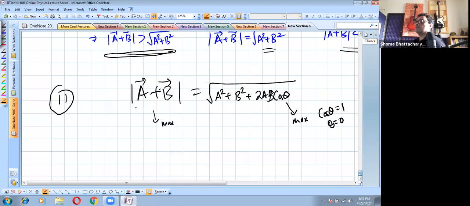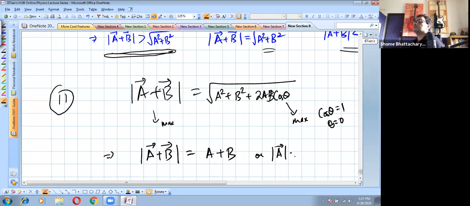Sometimes this is in fact called the triangle inequality. That means A plus B, its maximum possible value is corresponding to the case when cos theta is 1. And when cos theta becomes 1 or theta becomes 0, this actually becomes (A plus B) whole square. So it becomes magnitude of A plus magnitude of B. Or better stated, we can just write this as mod of A plus mod of B. This is the maximum possible case.